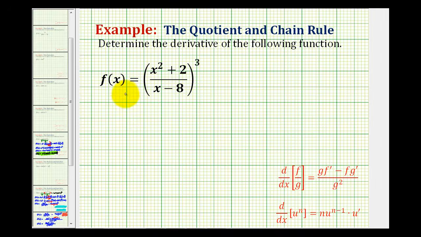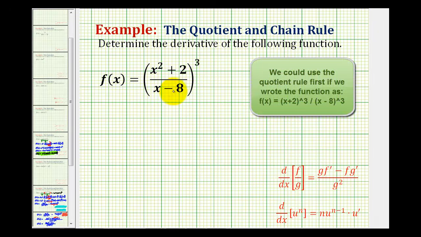We want to determine the derivative of the given function. Notice how we have a quotient raised to the third power. So we have a composite function as well as a quotient. To determine whether we should apply the chain rule first or the quotient rule first, we need to recognize that this quotient is the inner function of a cubing function.